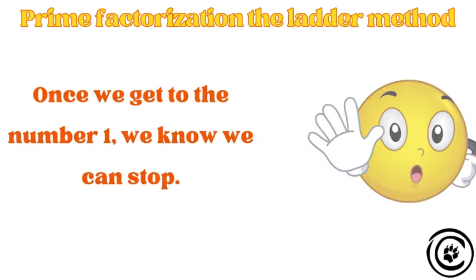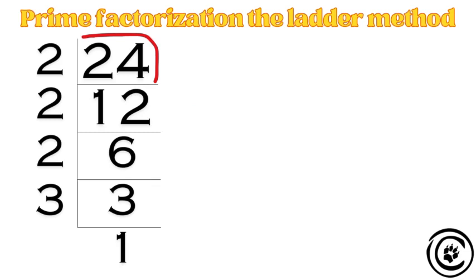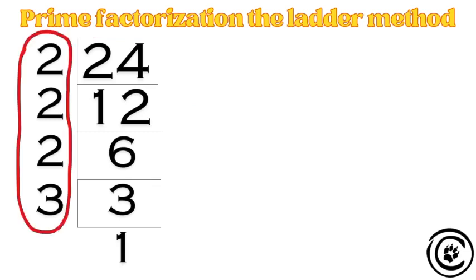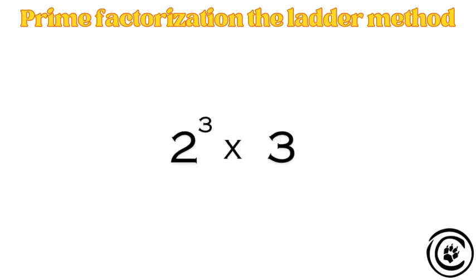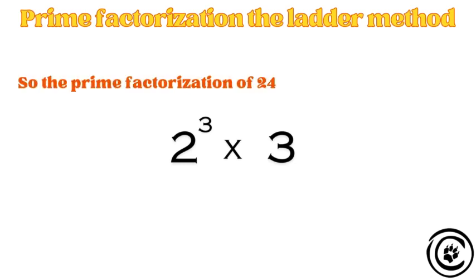Now we need to write down the answer. 24 is the product of the following prime numbers. You take all of the numbers that you have been dividing by and multiply them together, which gives us 2 times 2 times 2 times 3. We then simplify this and it becomes 2 to the power 3 times 3. So the prime factorization of 24 is 2 to the power 3 times 3.